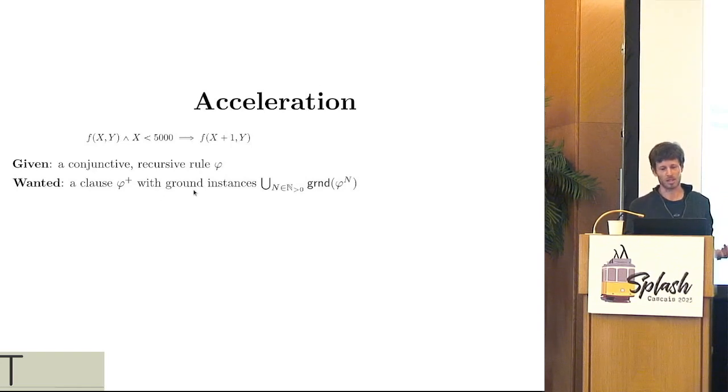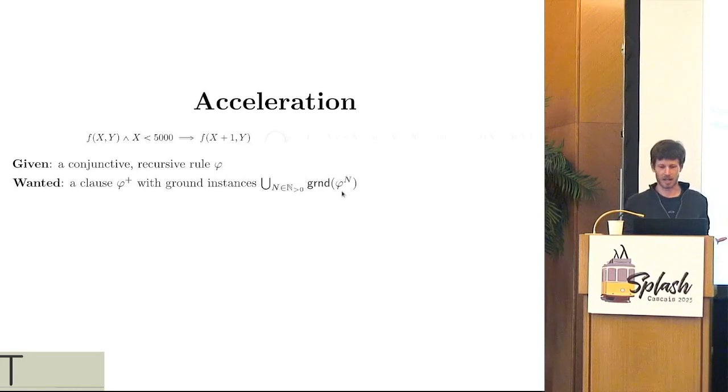So more formally, the ground instances of your CHC, which result from instantiating the variables with some substitution that satisfies our constraint. So the ground instances of the new clause are the union over everything that you can get from your original clause via resolution. So this notation here simply means that we resolve phi with itself n times. Okay, so that's the basic idea.